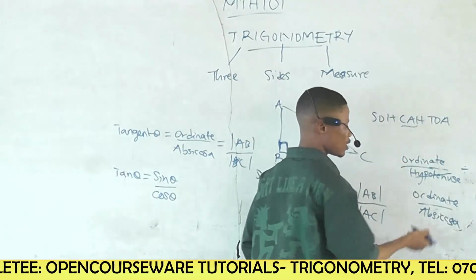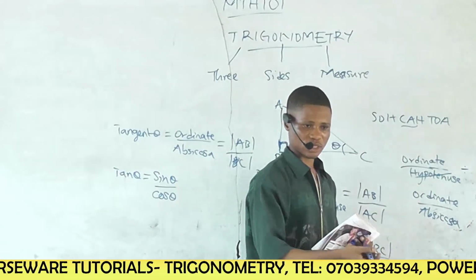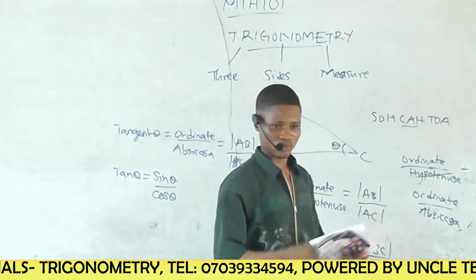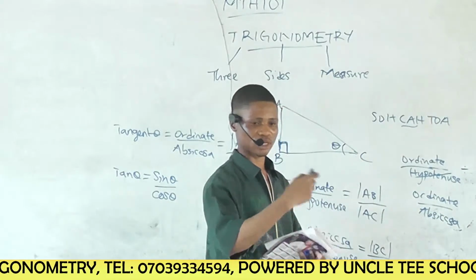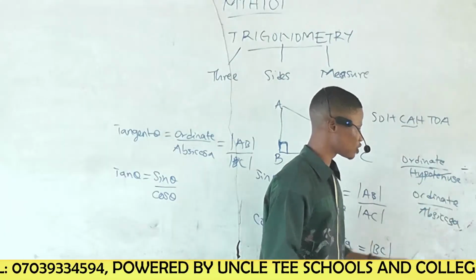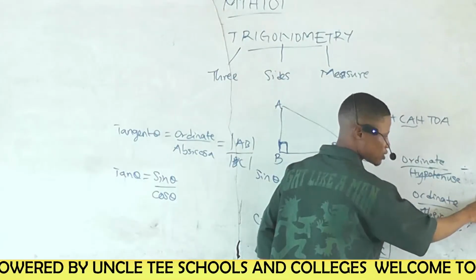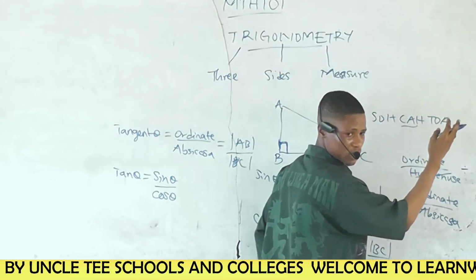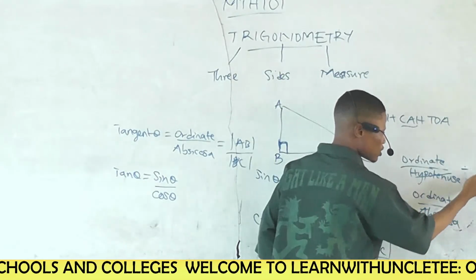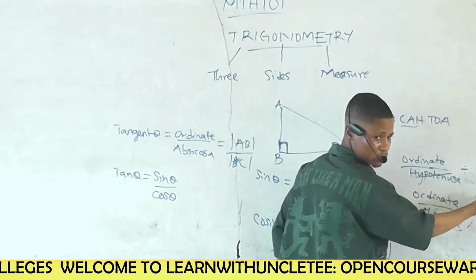Right? Now, this division sign, when it turns to multiplication sign, then anything behind it, we turn to what? We reciprocate. That is, you are going to take the reciprocal of it. Now, if you want to change this division sign to multiplication, that means hypotenuse will come up and abscissa will go down. Are you getting it?